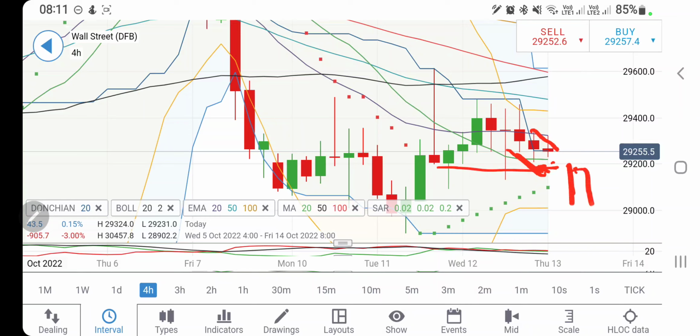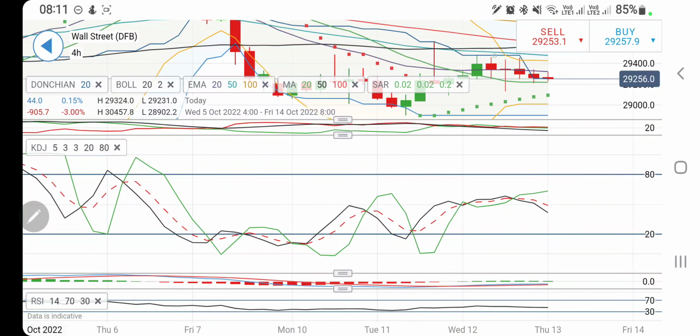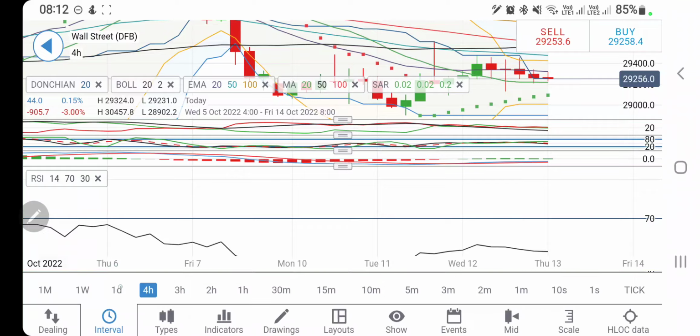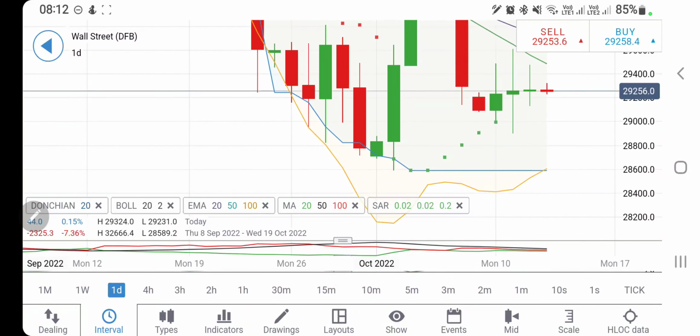Below 29,200, certainly it will call for more bearish move. So in between 29,200 and 29,300, do not trade. Directional movement is anyways bearish. Stochastic looking downwards, what we had seen there in other charts, it is forming out here on the 4-hour chart. The MACD trying to trade in green, it can converge crossover. RSI looking downwards. And if you look at the daily charts, now look at the daily charts.